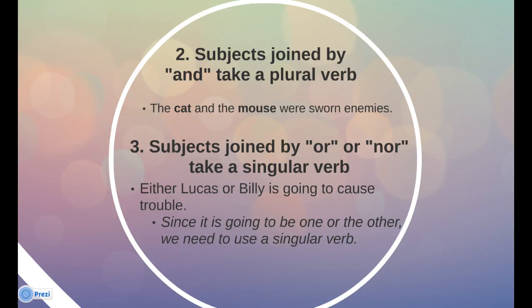Subjects joined by and take a plural verb. The cat and the mouse were sworn enemies. Were here is the verb because cat and mouse then is plural. Subjects joined by or or nor take singular verbs. Either Lucas or Billy is going to cause trouble.